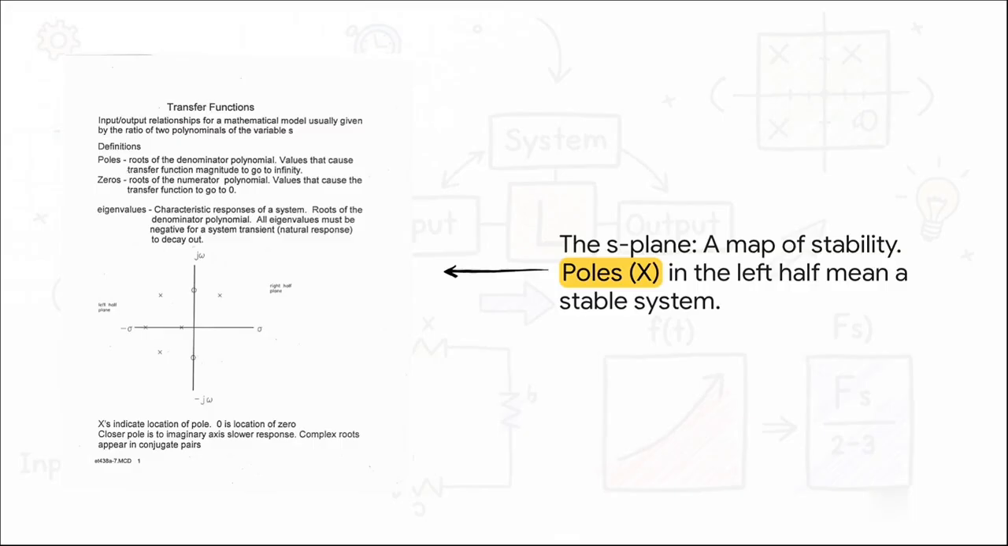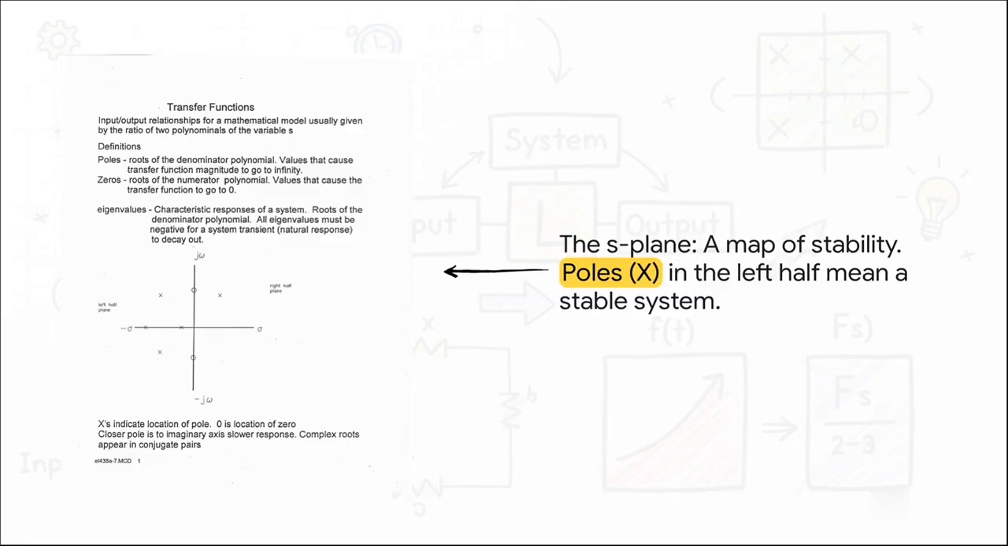And this right here, this is where it all comes together visually. This is the S-plane, and it's basically a map of a system's future. It's so cool. See those X's? Those are the poles. If all of your system's poles are on the left side of that vertical line, the left half plane, congratulations, your system is stable. It'll settle down over time.